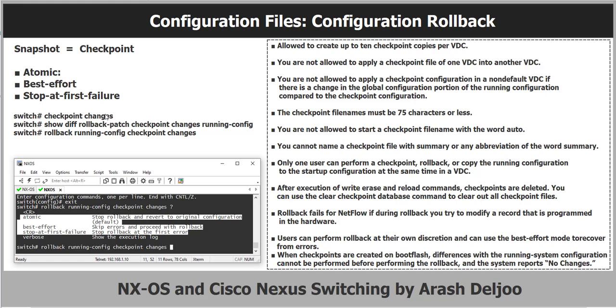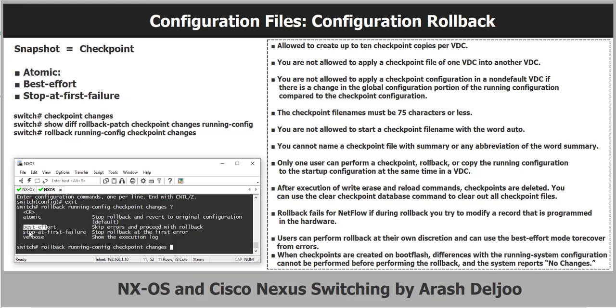Cisco NX-OS saves this checkpoint as an ASCII file that you can use to roll back the running configuration to the checkpoint configuration at a future time, like us. You can create multiple checkpoints to save different versions of your running config. When you roll back the running configuration, you can trigger the following rollback types: atomic, best effort, stop at first failure.